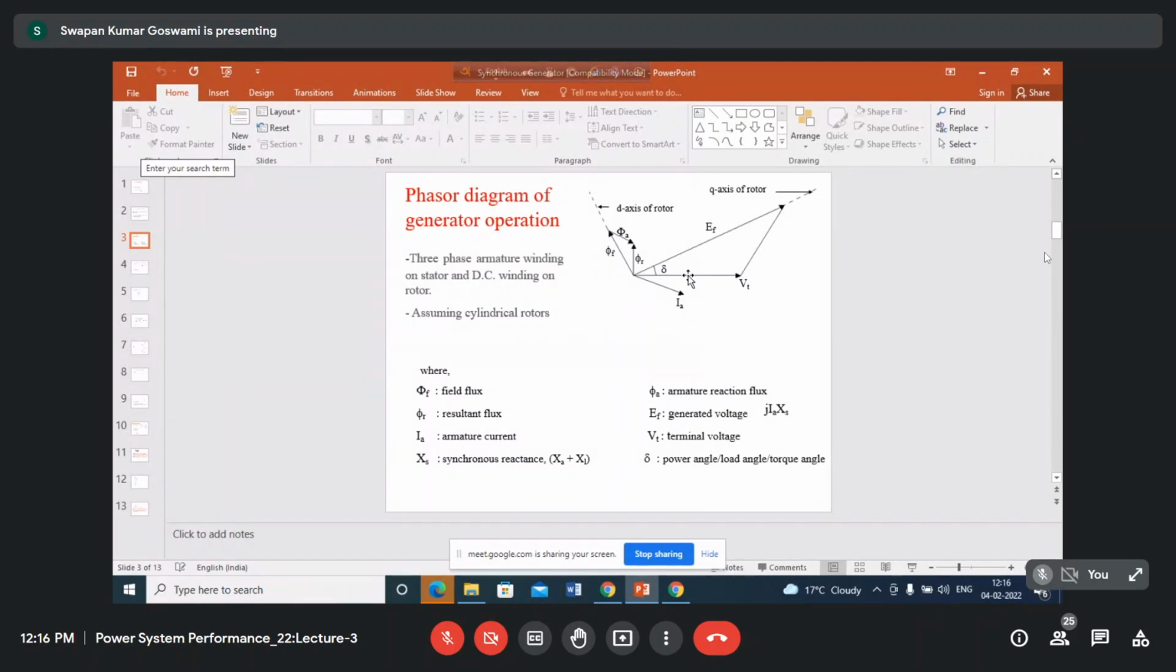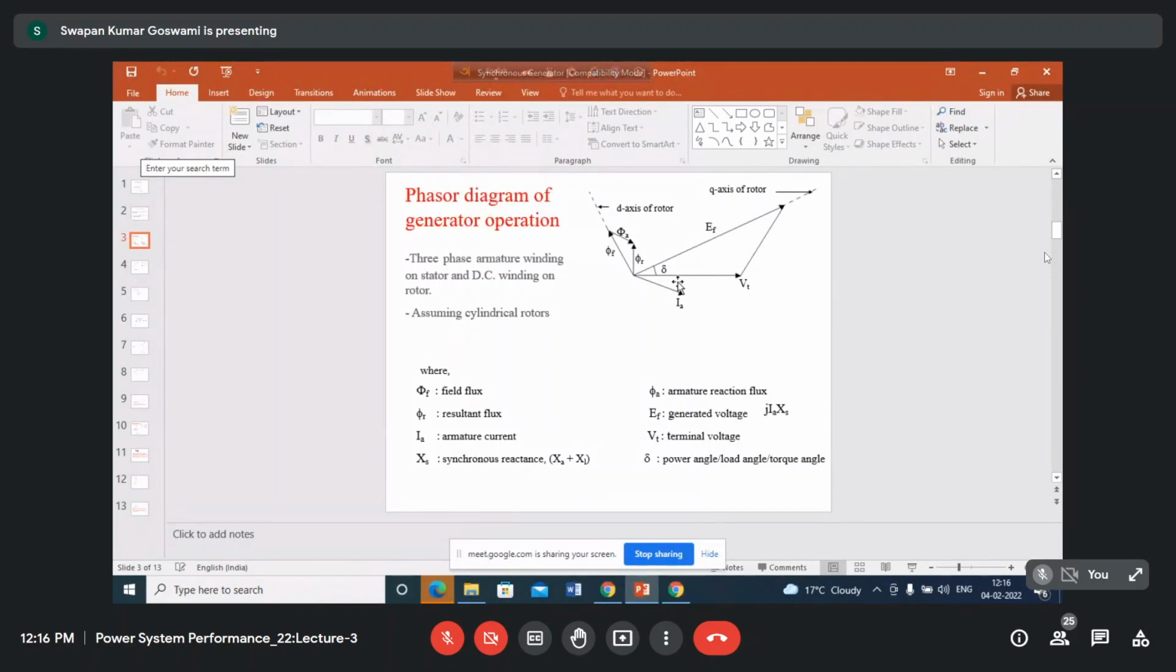Why are we talking about the steam valve? Because we are talking about the cylindrical rotor generator. Cylindrical rotor machines are used in thermal power stations, and in thermal power stations we have the steam turbine. So the opening of the steam valve has to be increased a bit. Okay, if the opening of the steam valve is increased, more steam will enter into the turbine. That means the steam flow rate will increase.